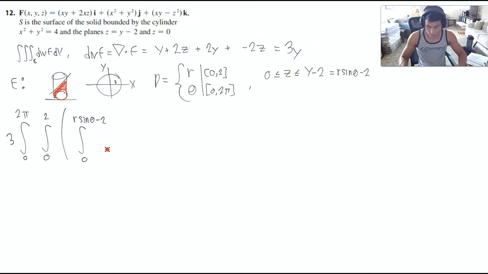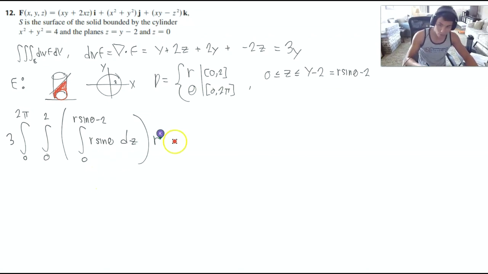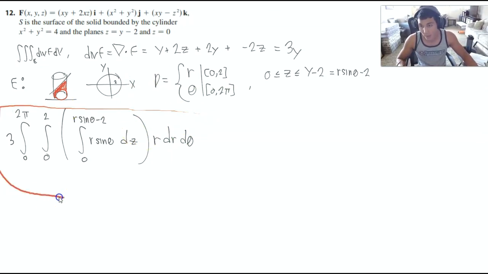Okay, so then y is what? y would be r sine theta. And then note that this first integral is a dz integral, so we can close it. But then we have a Jacobian after, since we're in the r theta plane. We go dr d theta. So this is your answer right here. I mean, you just got to compute this.